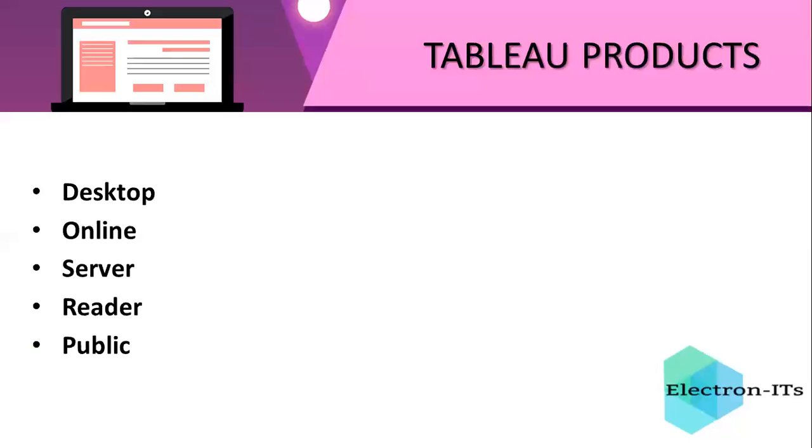First of all, we will talk about the Tableau products. There are 5 different types of Tableau products, out of which Tableau Desktop and Tableau Online are used for making the reports, while Tableau Server, Tableau Reader, and Tableau Public are used for publishing and sharing purposes.